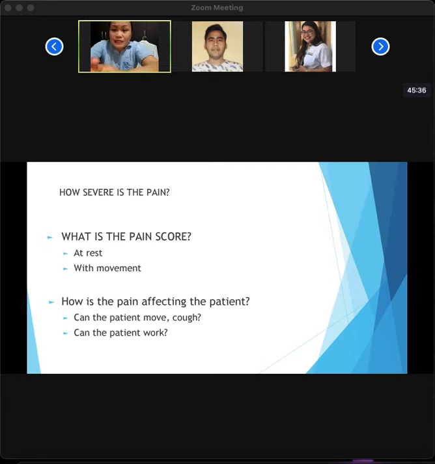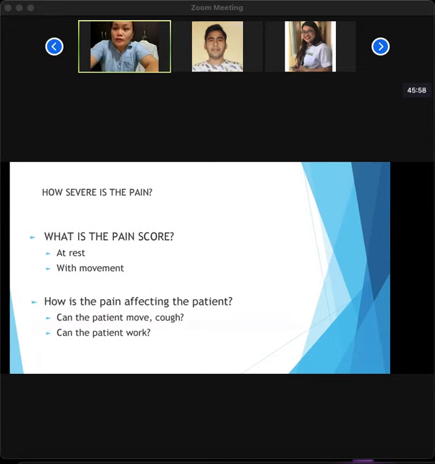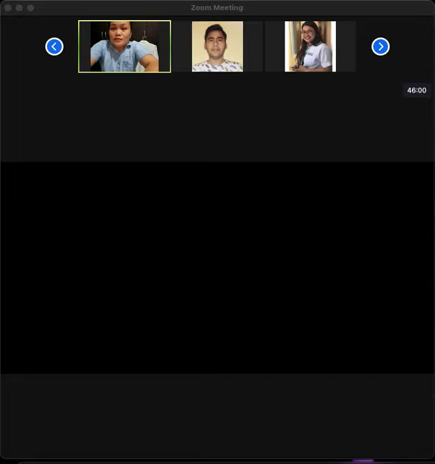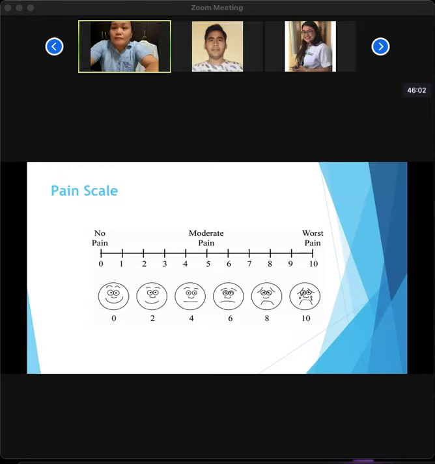So can the patient move? Can the patient cough? Or can the patient work? Okay, sometimes patients who are in pain cannot even move or cannot even go to work because of pain. Okay, those are important to ask. So these are the examples of scoring your pain.